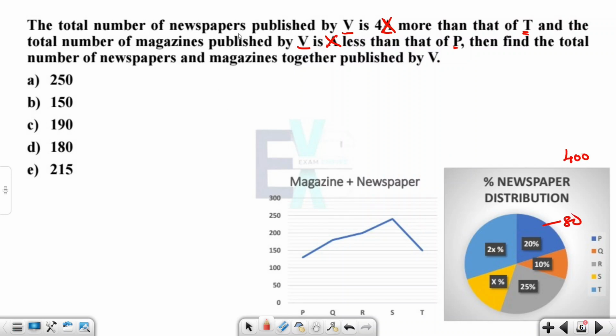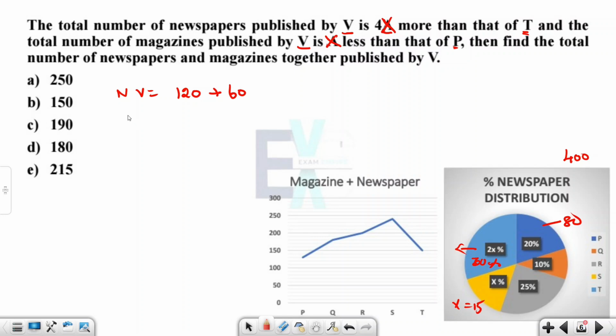So the total number of newspapers published by V, what is V here? We don't know. 4X more than that of T. So what is T here? 2X, which is nothing but 30%. We already know X is equal to 15. So newspapers by V is 30%. What is 30 percentage of 400? Which is 120, and how much is it more? 60 more. That is 4 into X, that is 4 into 15, 60 more.